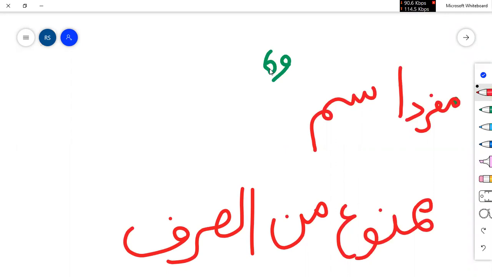The mamnu minas-sarf are the isms that do not follow the rule of tanween ending. Yes, in the last letter. So you can say that with mamnu minas-sarf, we cannot use the tanween, okay? You can never use the tanween with mamnu minas-sarf.